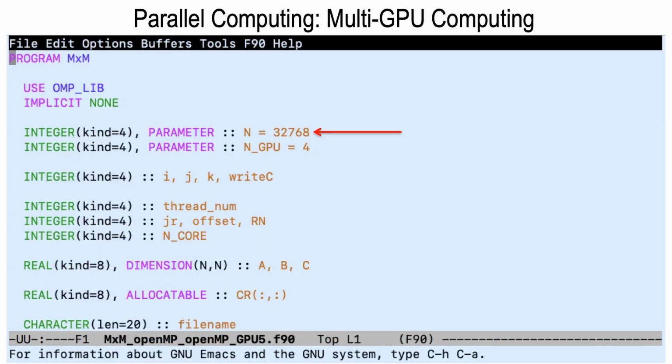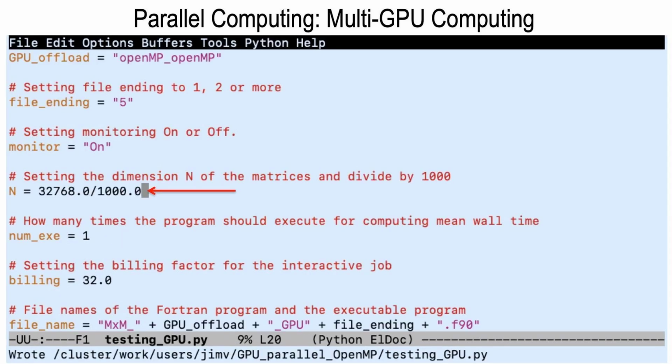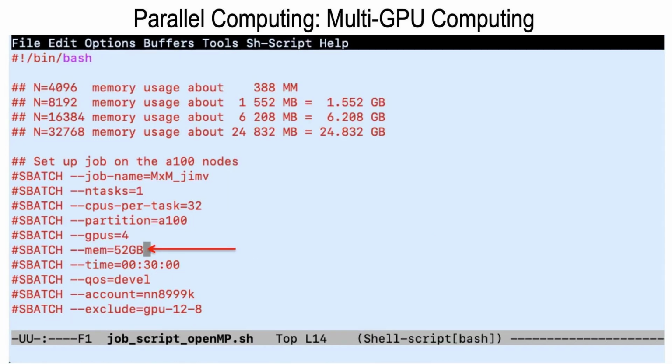Let us increase the matrix dimension to 32,768 and do one more test with 4 GPUs. In the testing GPU script, we must update the dimension to 32,768. In the job script, we change our memory request to 52 gigabytes. You might remember from our OpenACC on A100 video that we used a memory request of 26 gigabytes.